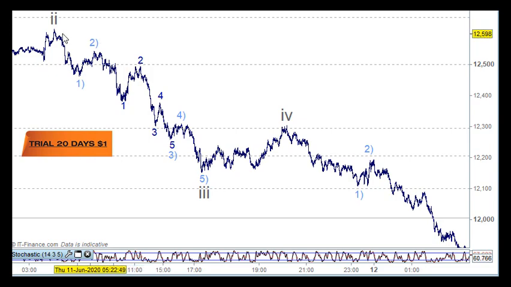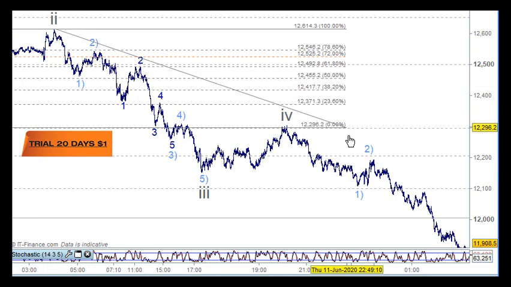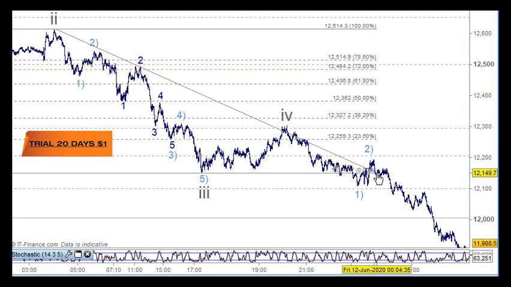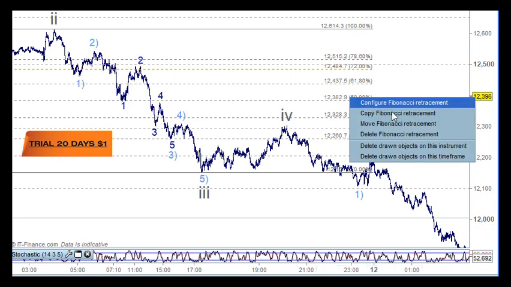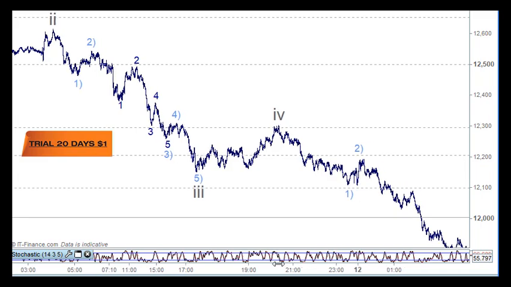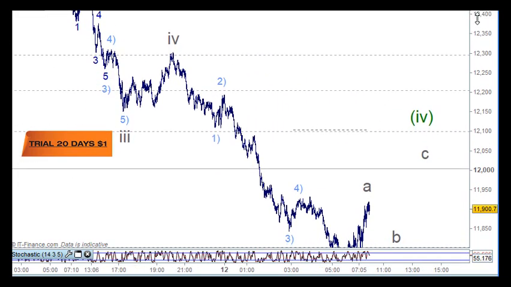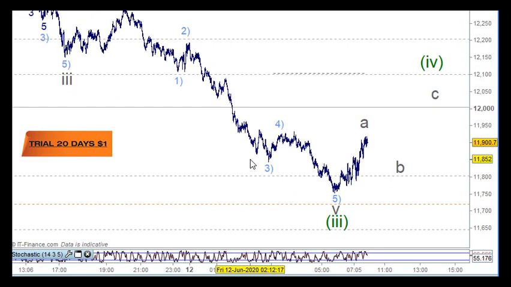Let's just check to see how far this wave 4 pulled back. I know it's in a different part of the structure, but it was short of the 38.2%. So we should note that, and that would bring the green wave 4 back to the 12,000 area there. So just be a little bit mindful of that situation.